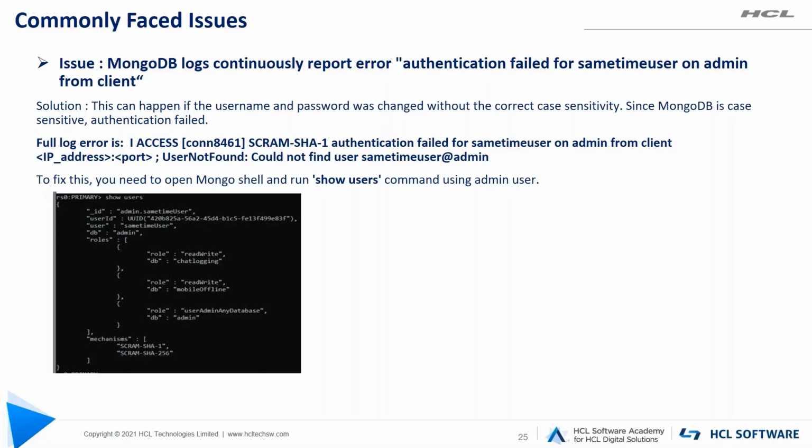So how to do that? First of all, give the command show users, which will tell you the exact username saved in MongoDB. You can see the output on the slide, and you can note the username. You can see that it's sametimeUser where U is the capital one. Move to the next slide, please.